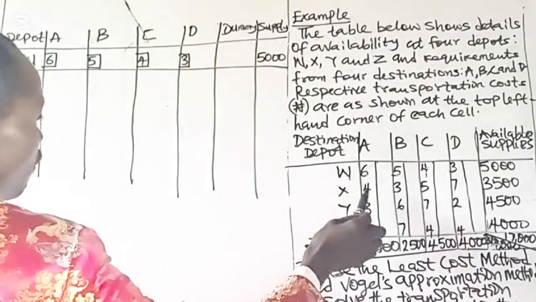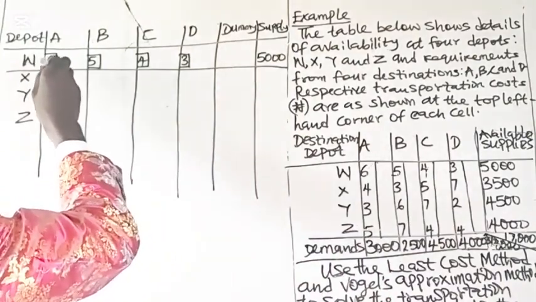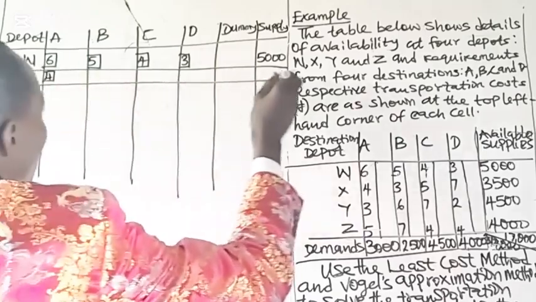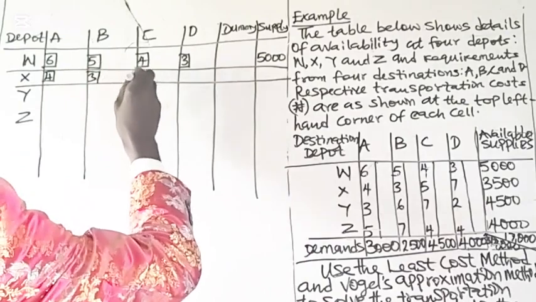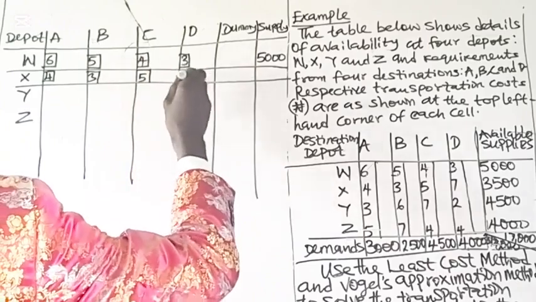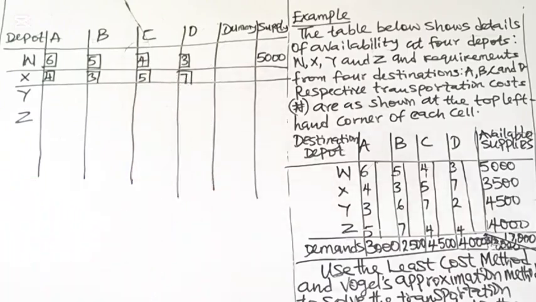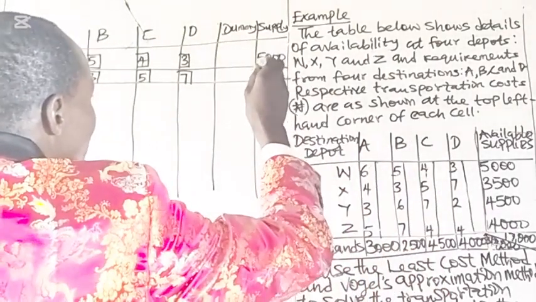Then we have 4, 3, 5, 7. Then we also have the supply is 3,500.